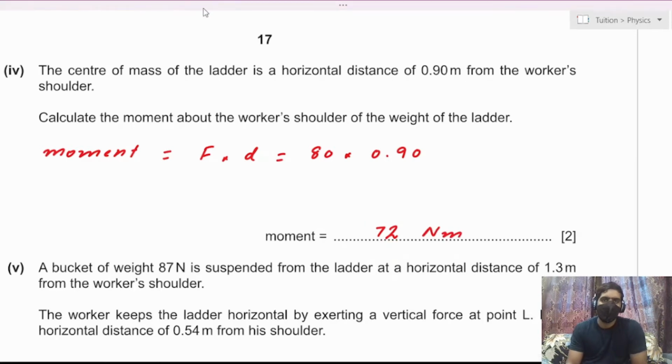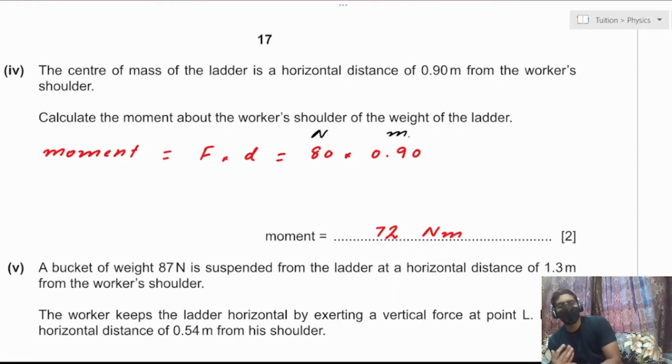All right, write Newton meter because force was given in Newton and the distance was given in meters. Had the distance been given in centimeters, the unit would have been Newton centimeter, if you don't want to convert centimeters into meters.